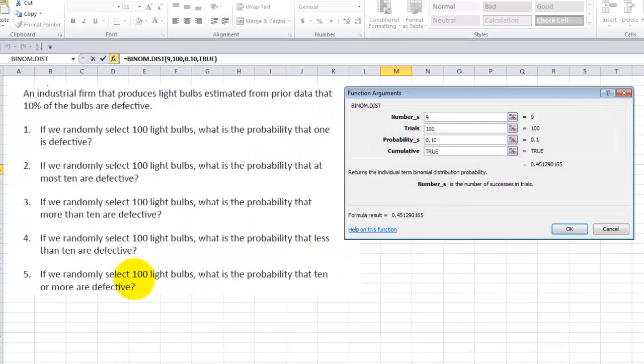And finally, 5, if we randomly select 100 light bulbs, what is the probability that 10 or more are defective? 10 or more are defective. This is probability that x is greater or equal to 10. So what we need to do, we will calculate up to 9 cumulated and then subtract this from 1 to get question 5.